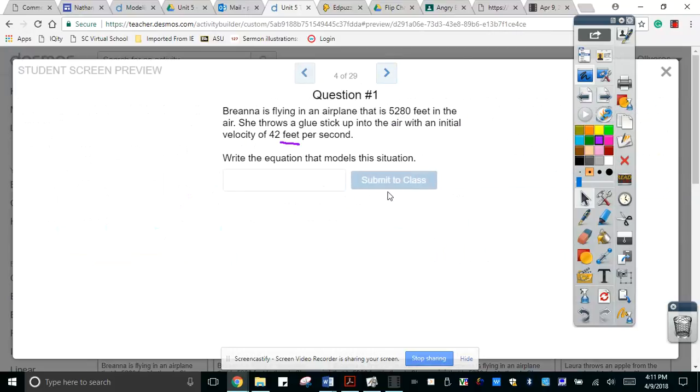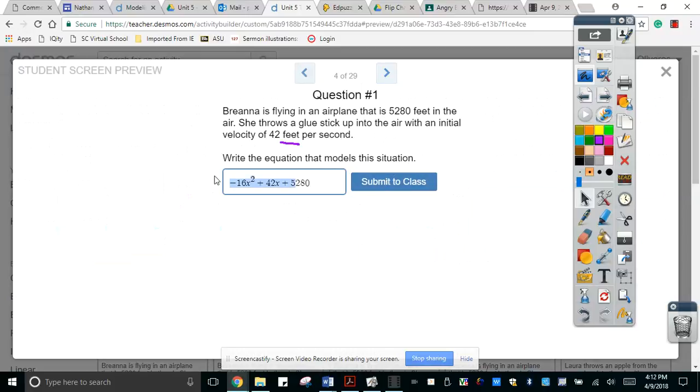Okay. Next, write an equation. The equation is negative 16x squared. The next one is the initial velocity. Since we're going upward, it's going to be plus 42x. And then what's next? What's the initial height? Plus 5,280. And there you go, that's the equation.